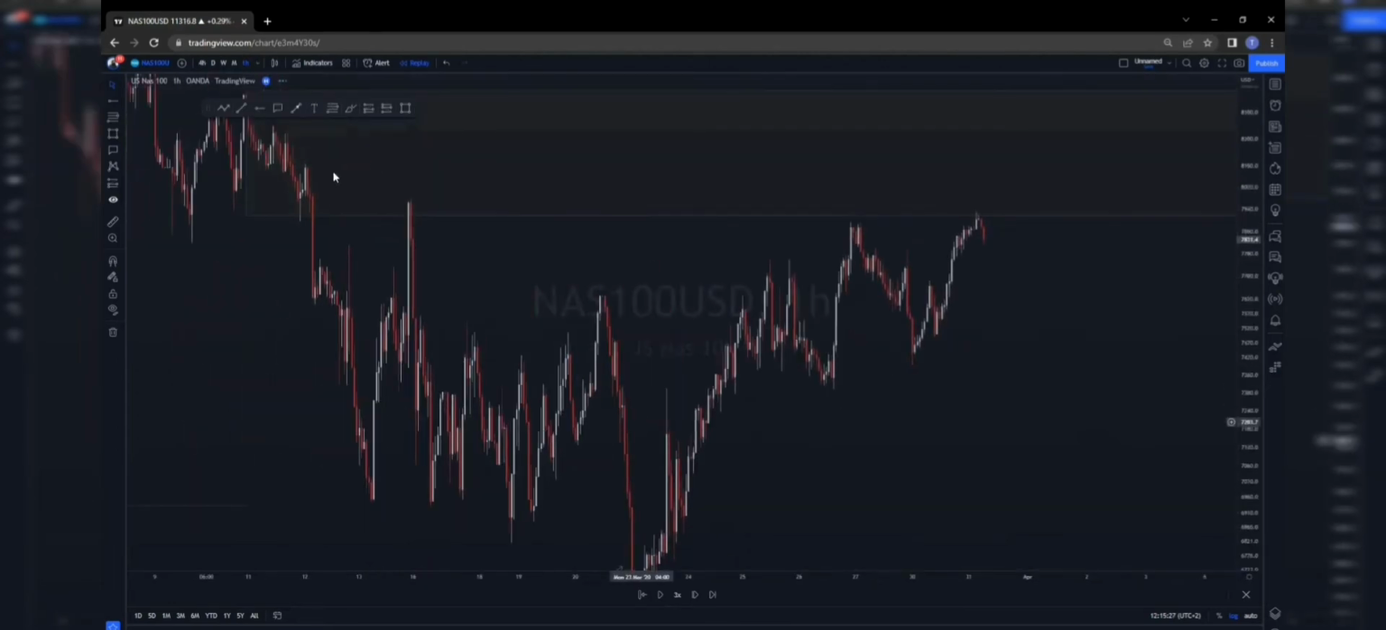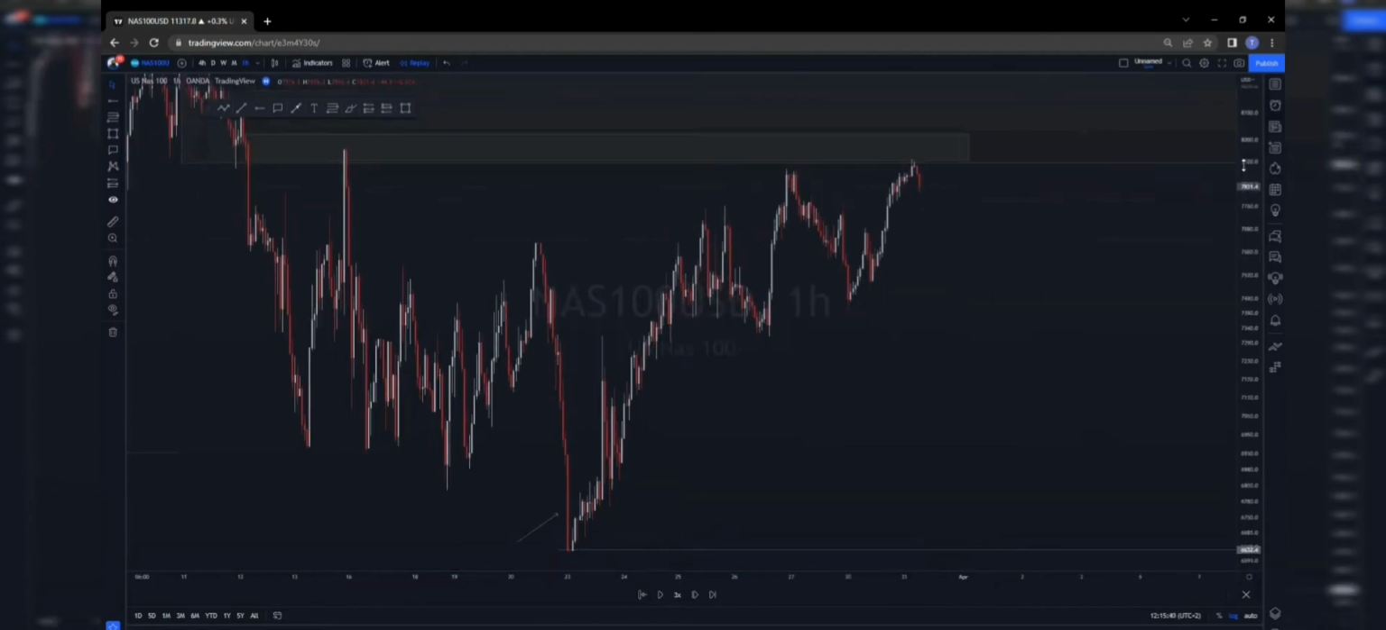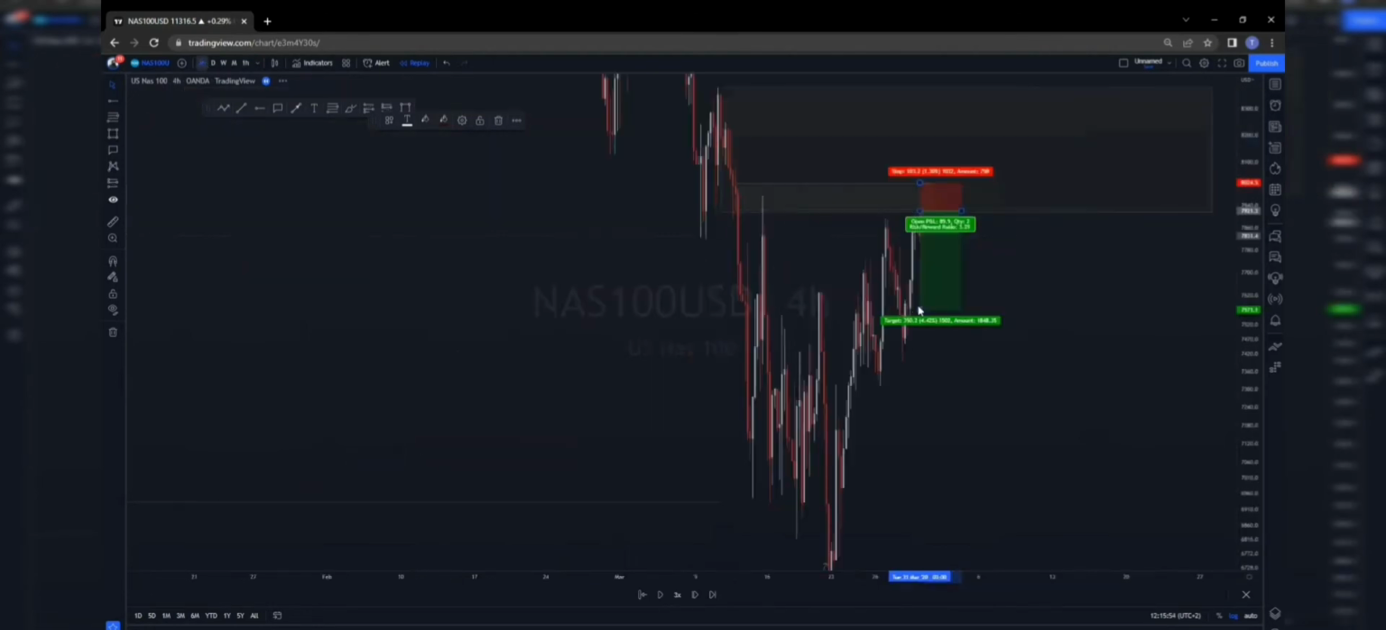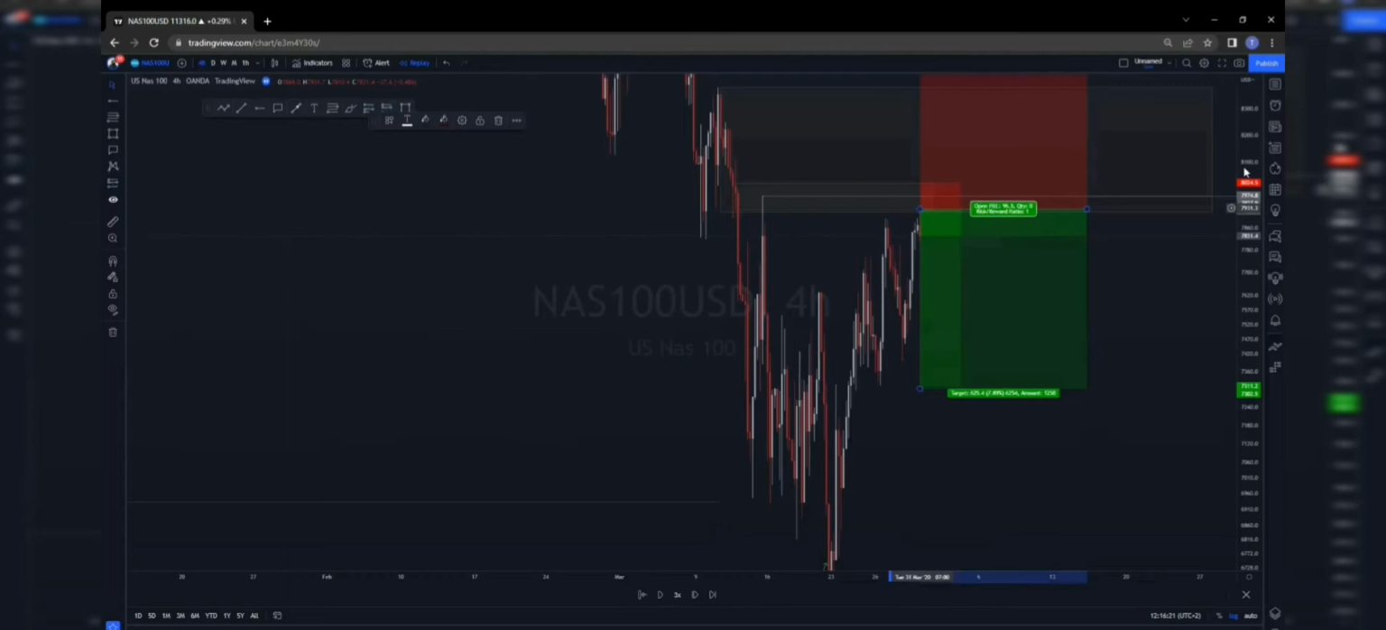So on the 1-hour, we have a zone over here, which the market has taken out. So I can place my sell here, and then my take profit at an area of liquidity on the 4-hour. So my first area of liquidity is this low here. My second area of liquidity is this one over here.